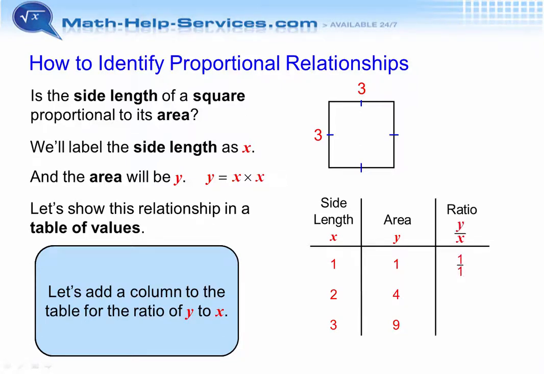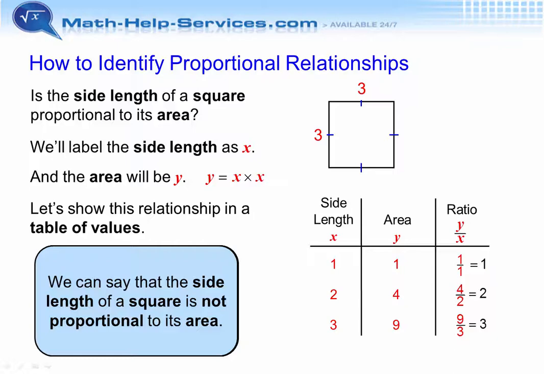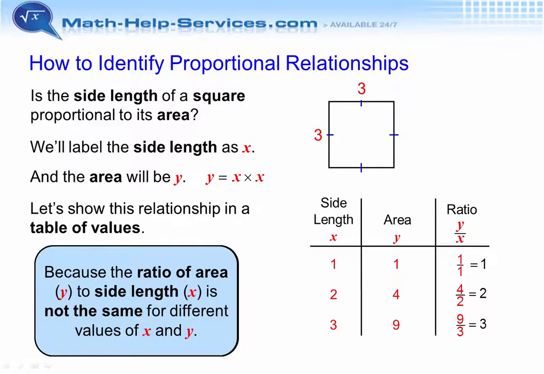So first we have 1 to 1, that's 1. Next we have 4 to 2, which is 2. And then we have 9 to 3, which is 3. We can say that the side length of a square is not proportional to its area, because the ratio of area, y, to side length, x, is not the same for different values of x and y.